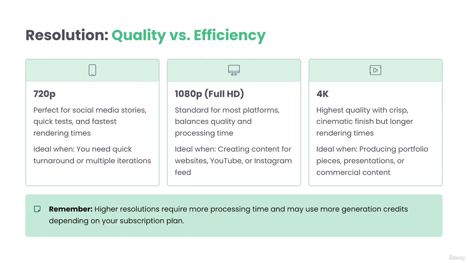Veo typically offers a few resolution settings, like 720p, 1080p, or 4K. If you're working on social media content or prototypes, 720p or 1080p is usually more than enough, and it renders faster. But if you're planning to showcase your video in a presentation, portfolio, or even upscale it for commercial use, 4K can give you that crisp cinematic finish. Just keep in mind, higher resolutions take more processing time and may require more generation credits, depending on your plan.